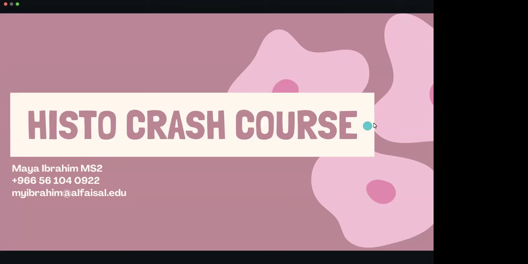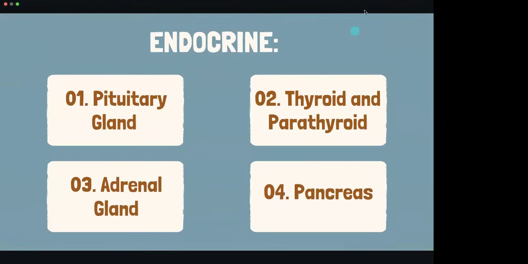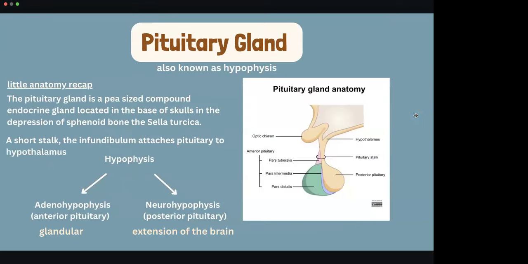Okay, so these are our objectives for today's session. So we have the pituitary, the thyroid, the parathyroid, the adrenal, and the pancreas. So the pituitary gland, just a little anatomy recap, because I know you guys are very well aware of this, but the pituitary gland is a pea-sized compound endocrine gland, and it's located in the sella turcica, which is the Turkish saddle, and it's located in the base of the skull. The pituitary gland is held by the infundibulum from the hypothalamus, and the infundibulum is like a short stalk. So from the hypothalamus, infundibulum, and then pituitary.